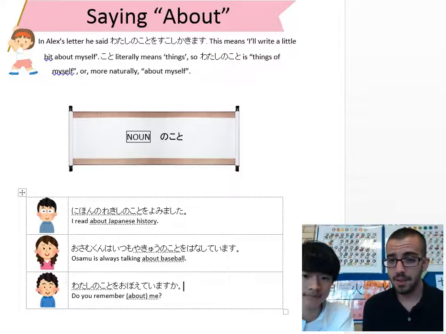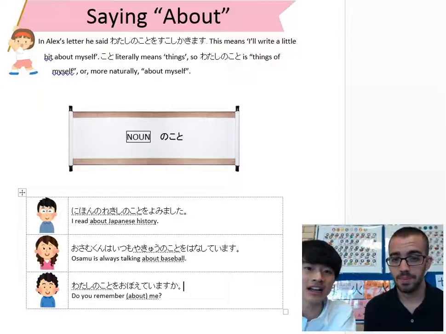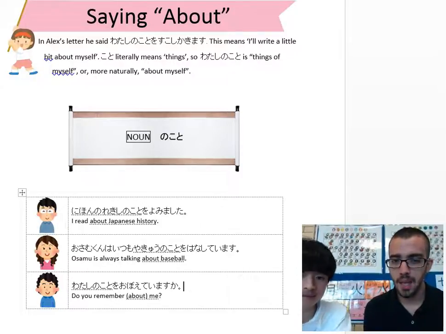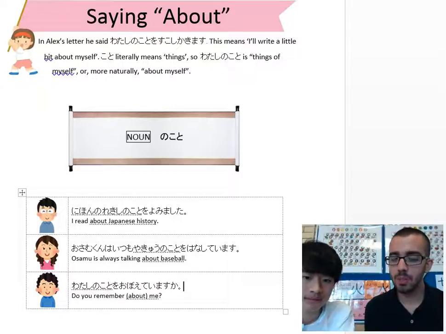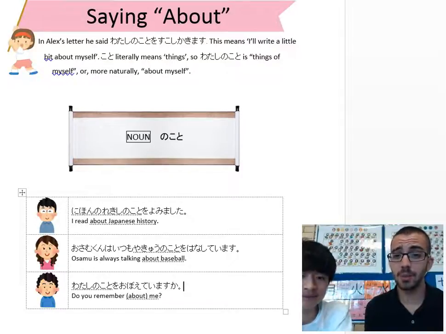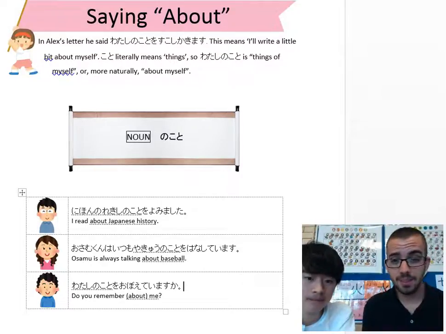whatever that noun is. For example, I read about Japanese history. 日本の歴史のことを読みました。 So in this first reibun example sentence, the noun is Nihon no rekishi, Japanese history. So Nihon no rekishi no koto, about Japanese history. Osamu is always talking about baseball. おさむくんはいつも野球のことを話しています。 So again, the noun here is baseball, yakyu. So yakyu no koto.